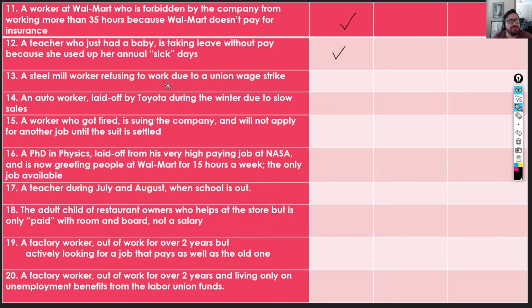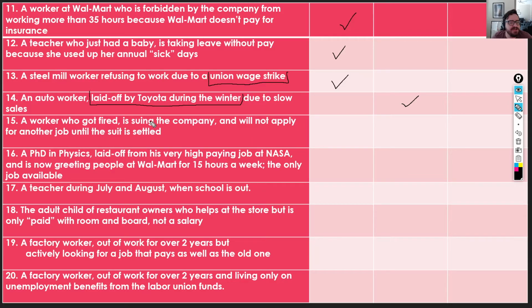13, a steel mill worker refusing to work due to a union wage strike. Okay, that person still has their job, though. Being on strike doesn't change that. They wouldn't be on strike if they didn't have a job, right? An auto worker laid off by Toyota in the winter. Okay, laid off, that person is unemployed. If you are laid off, you are unemployed.